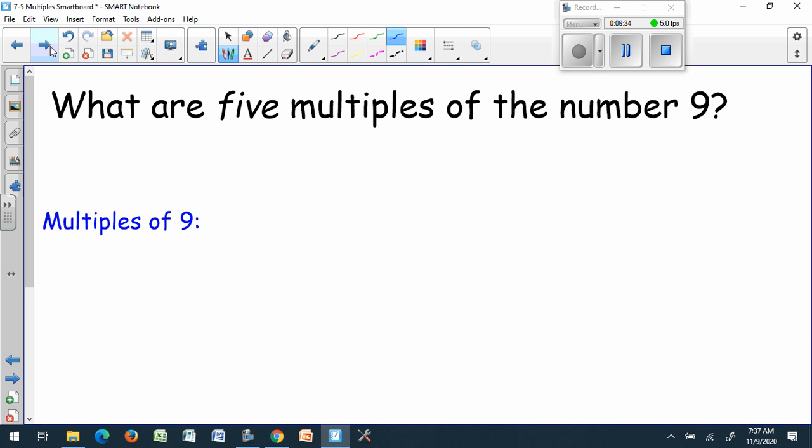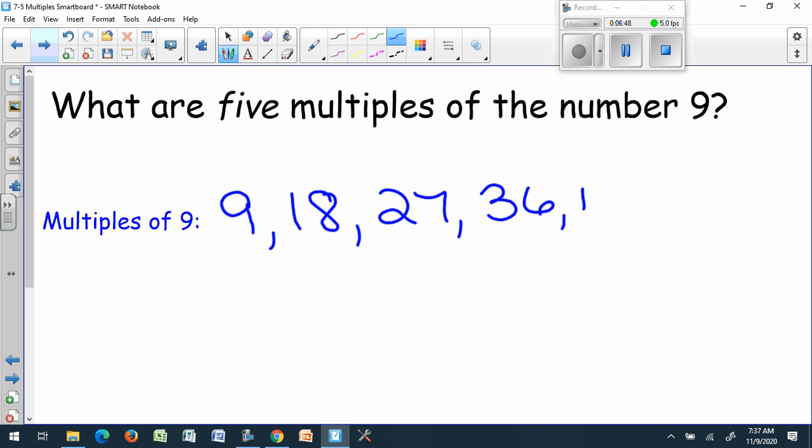What are the first 5 multiples of 9? Pause the video, write those down in your notebook. Okay, and we have 9 times 1, 9 times 2, 9 times 3, 9 times 4, 9 times 5. Those are our first 5 multiples of the number 9.